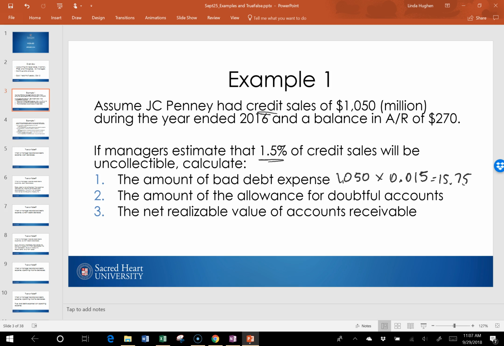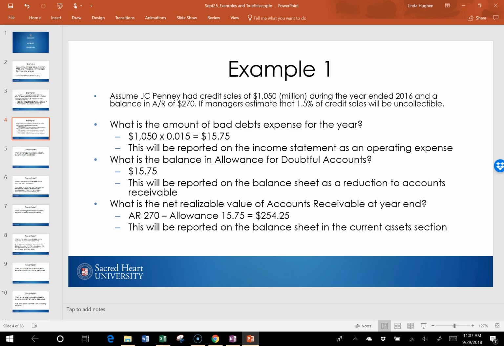What is the amount of the allowance for doubtful accounts? Let's go here where I've worked out the information. The balance in allowance for doubtful accounts is this amount that is expected to not be collected. This will be reported on the balance sheet as a reduction to accounts receivable. So obviously this portion reduces our assets.